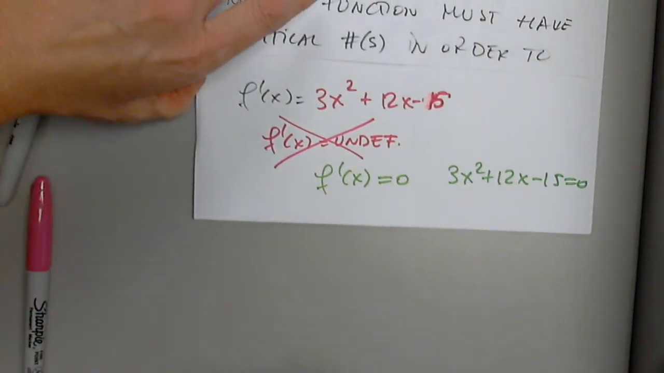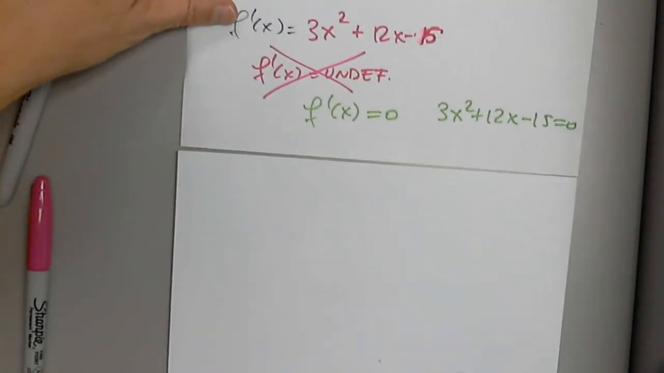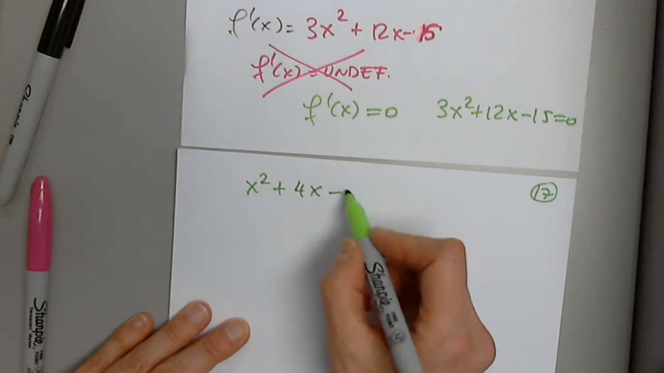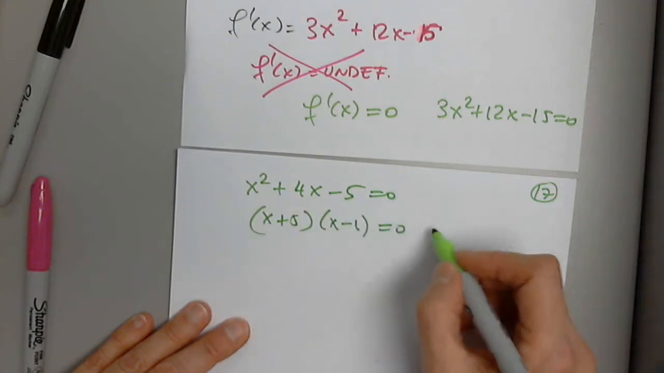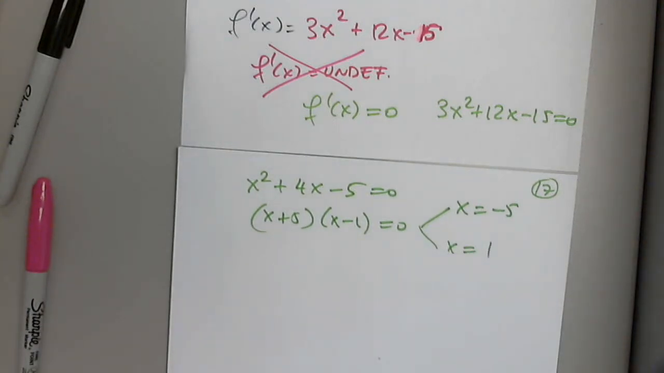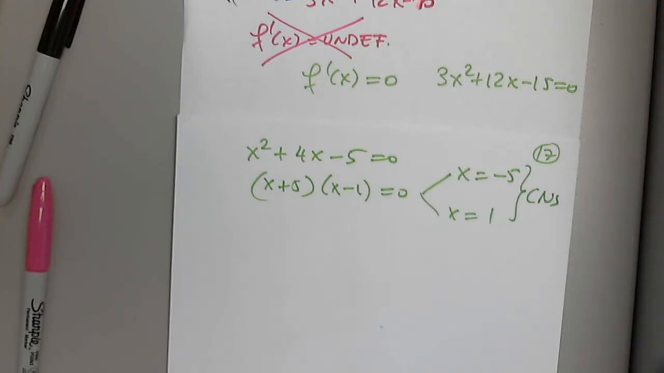Of course, always try to make things simple. It doesn't always work. So this is x squared plus 4x minus 5 equals 0. And this is x plus 5 and x minus 1. And we have two options. So this particular function has two critical numbers, x equals -5 and x equals 1. Will this give max min? I don't know. Here's what I need to do next in order to identify that.